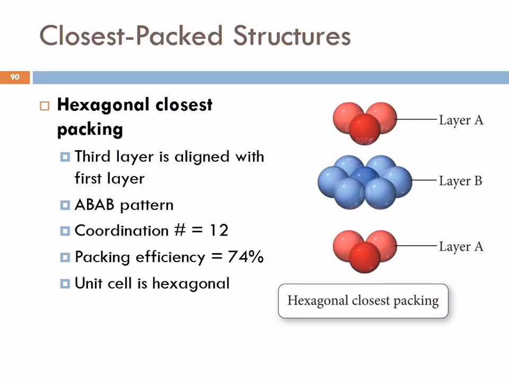In hexagonal closest packed, there's actually just 2 layers that are different, layer A and layer B. So it goes A, B, A, and they repeat over and over again. So the first and the third layer are going to be directly on top of each other. The one in the middle is offset. This gives us a coordination number of 12, a packing efficiency of 74%. The unit cell here is hexagonal. It is not a cubic unit cell. It's a hexagonal unit cell.